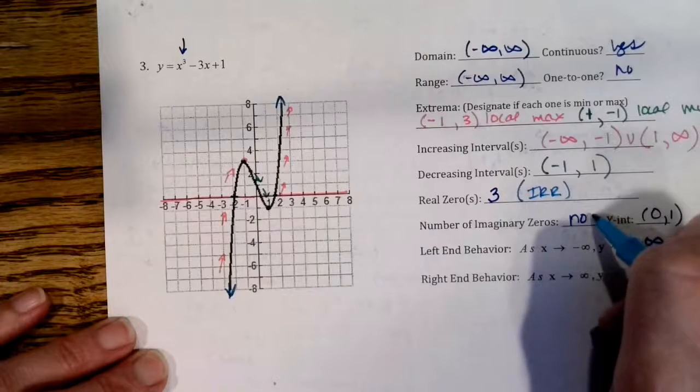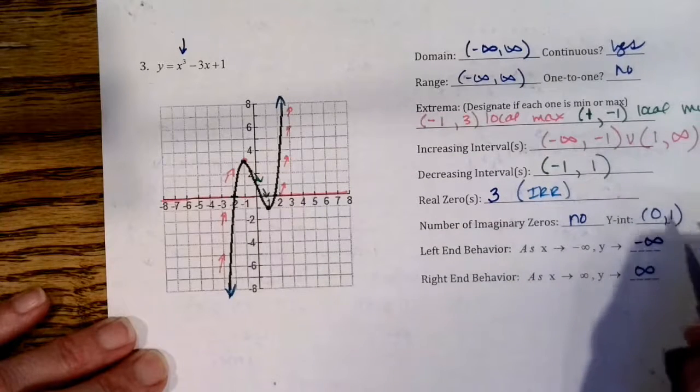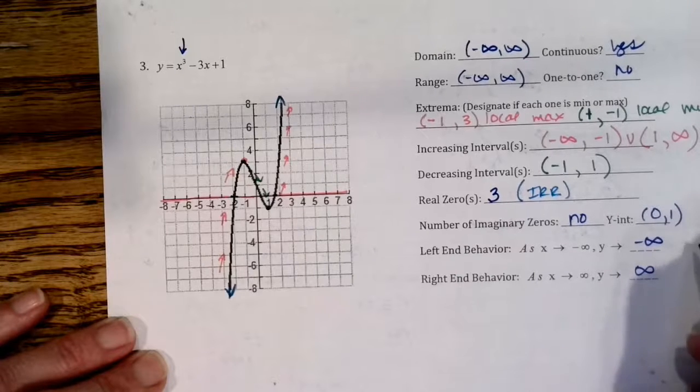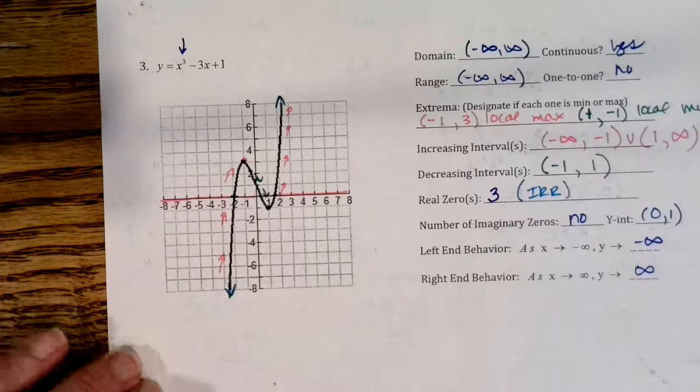So there are no imaginary zeros. I can see my y-intercept, and my end behavior, of course, is opposite because they're going in opposite directions.